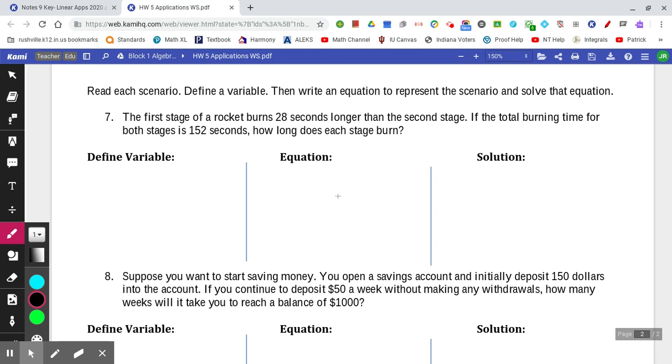Well, we don't know two things, but we know that they are related. We don't know how long either stage burns. So what we can do is use a variable. I'm going to use x to represent one of these stages. I'm going to say that x represents the length of the first stage.